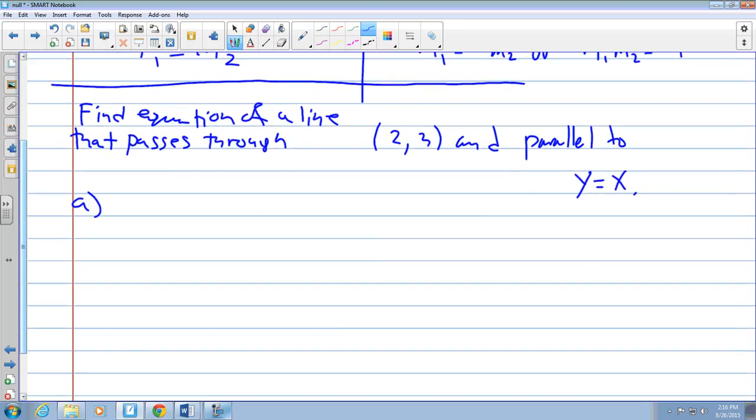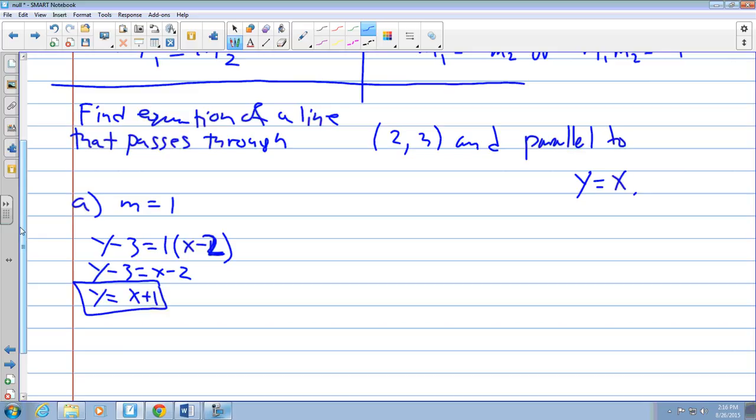So for the parallel line, slope equals 1. So then we'll go y minus 3 equals 1 times (x minus 2). Right? So then we'll simplify it a little bit. y minus 3 equals x minus 2. So y equals x plus 1. So that is a line parallel to that line, and it passes through the point (2, 3).